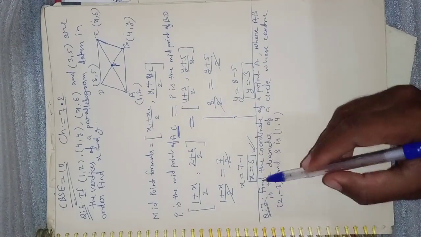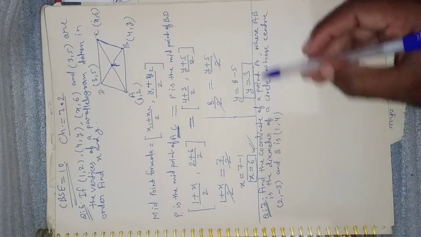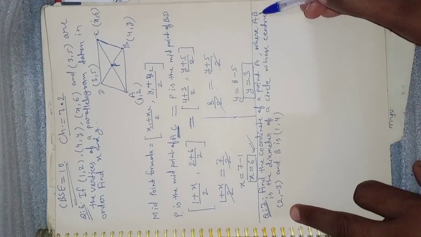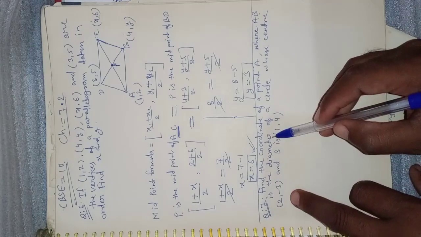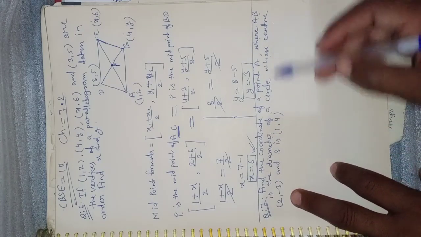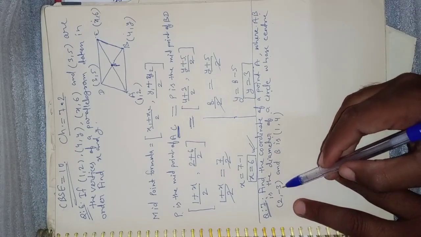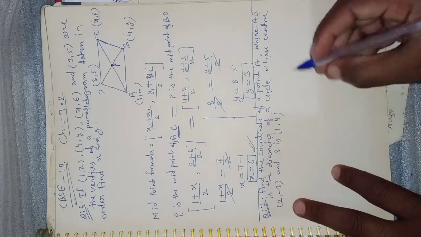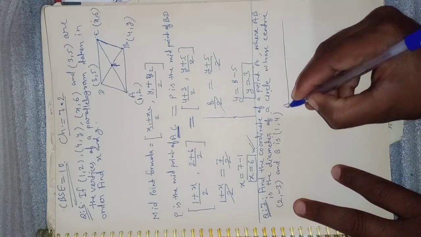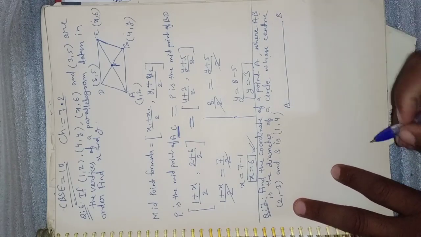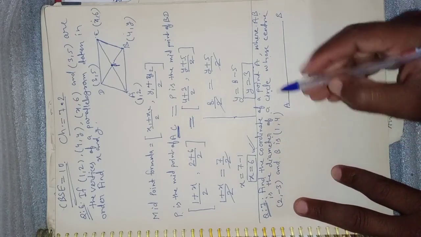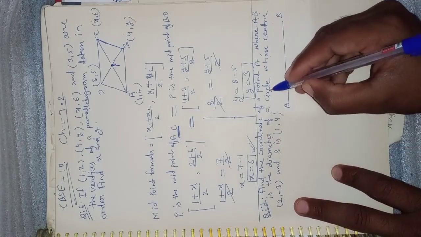Question number 7. Find the coordinate of point A, where AB is a diameter of a circle whose center is (2, minus 3) and B is (1, 4). First draw a line segment, and this is AB. AB is a diameter of a circle.